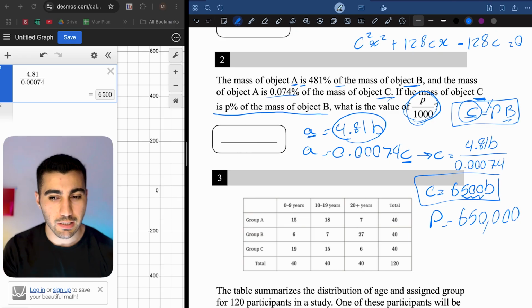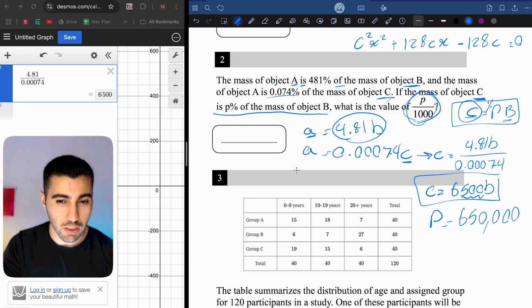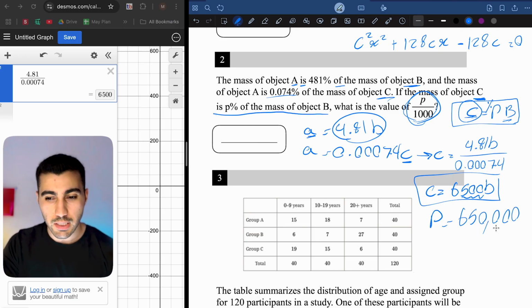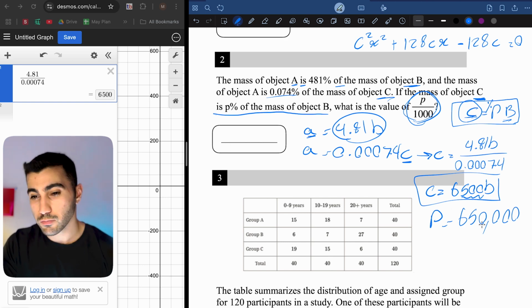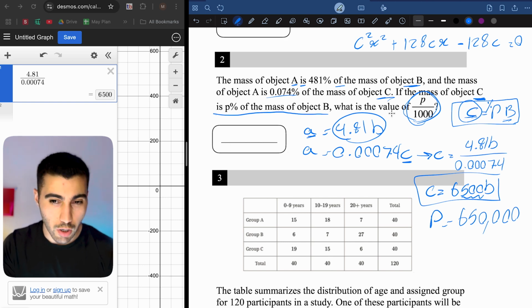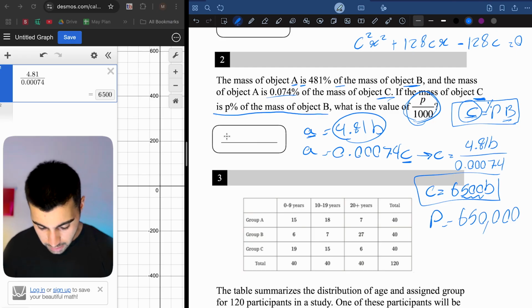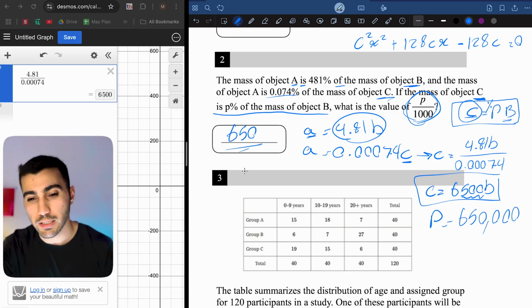Although here in this case you can't even plug this into the box because it's more than 5 characters, but let's say it was and you could plug it there. You don't have to do it. You always go back to the question, see is that what the question was asking for. Now we're looking for P over 1,000, so 3 zeros are gone. We get 650 as the answer. That's the final answer. All right, next question.